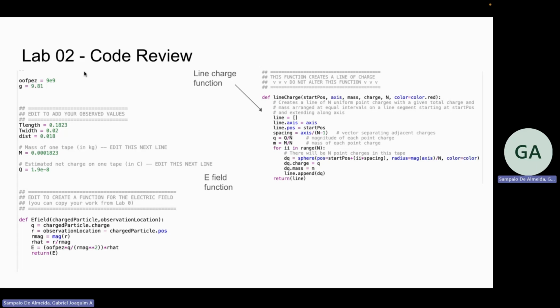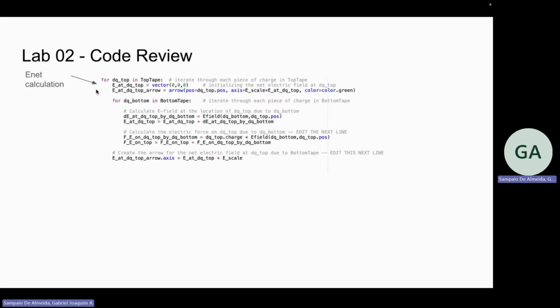In Lab 2, we decided to divide that tape and, instead of a point charge, consider it to be a line charge. The code on the left shows the function defined to calculate the electric field based on a particle charge and the observation location. Towards the right is the function we use to define the line charge, which basically takes a tape, divides it into n sections, and calculates the overall charge divided by n.